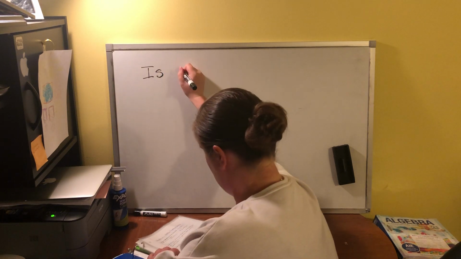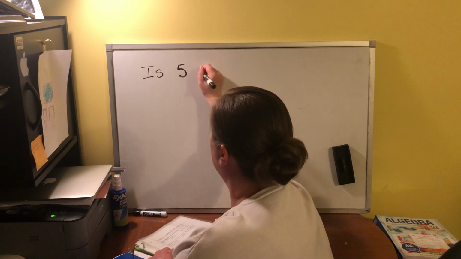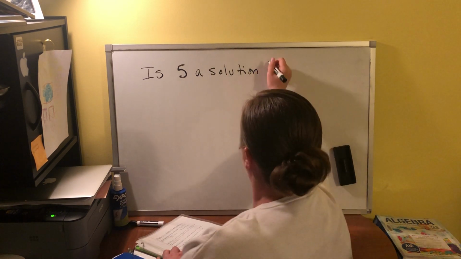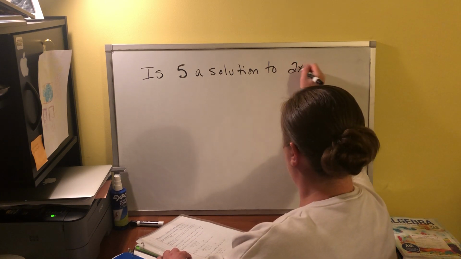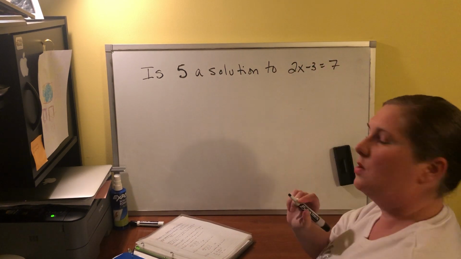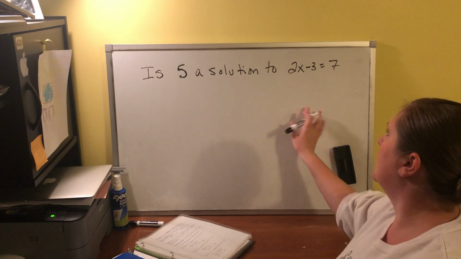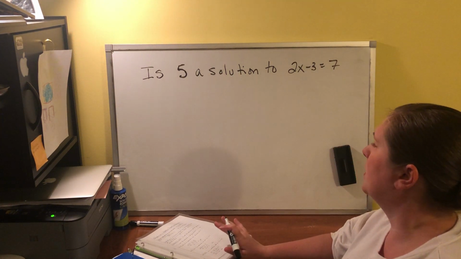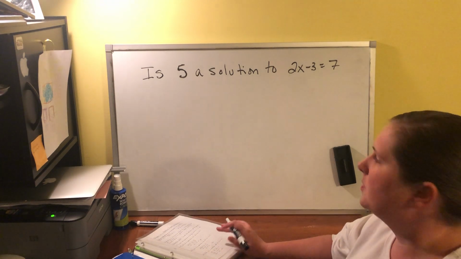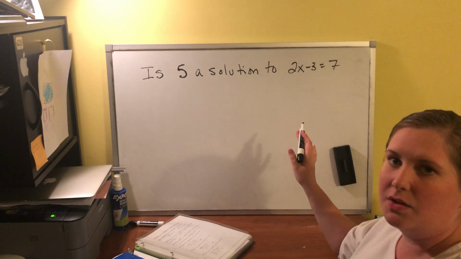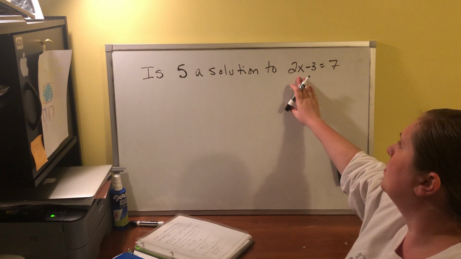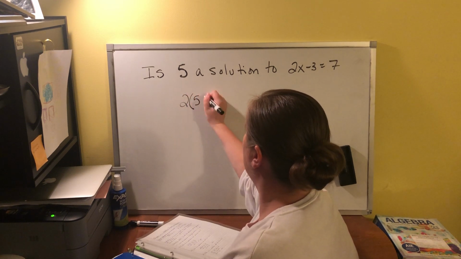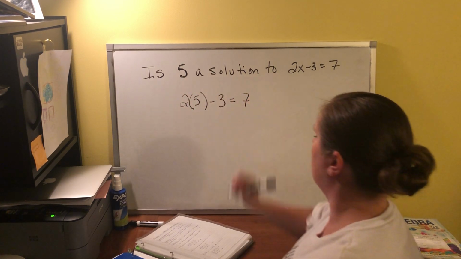So is 5 a solution to the equation 2x minus 3 equals 7? So is 5 a solution to 2x minus 3 equals 7? So this is the first thing they're going to ask you to do, okay? So all we're going to do is utilize substitution that we learned in the last chapter, and we're going to substitute 5 in for the value of x and see if the left-hand side of the equation is equal to the right-hand side of the equation, okay? So I have 2 times 5 minus 3 equals 7.